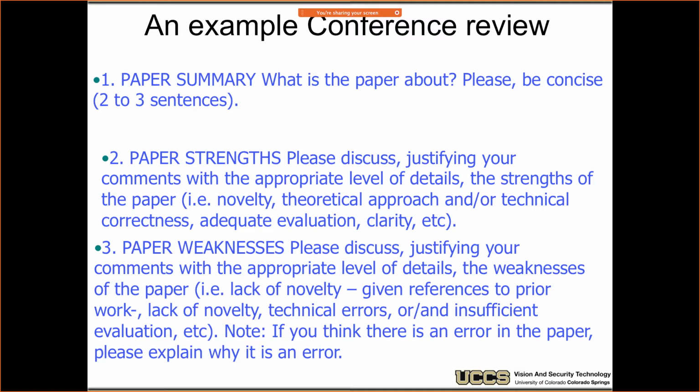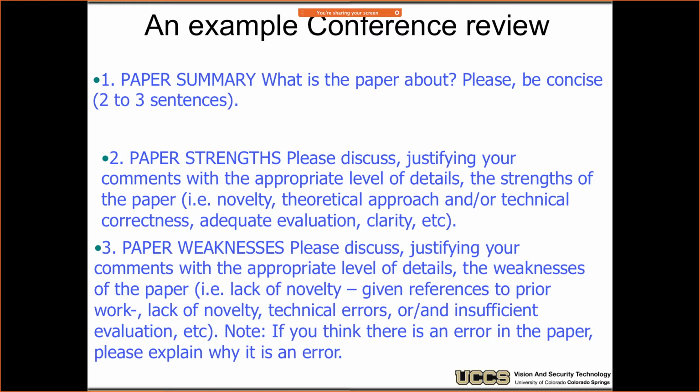Now, as an area chair for a conference, I will be annoyed if they cut and paste the abstract here, right? As an author, I will complain if they cut and paste the abstract here. But you still want to make it easy for them to summarize what the value of the paper is. So they might take 2 or 3 sentences and munge them together, but it's not the whole thing. Paper strength, please discuss, justifying your comments, in appropriate detail, strength of papers: novelty, theoretical approach, technical correctness, adequate evaluation, clarity. Right? So they literally have these lists of things.